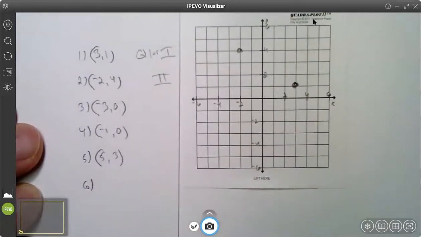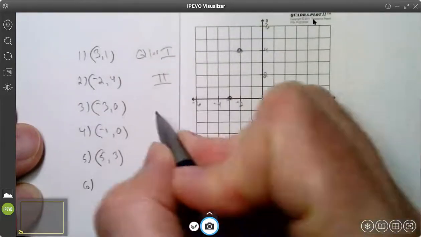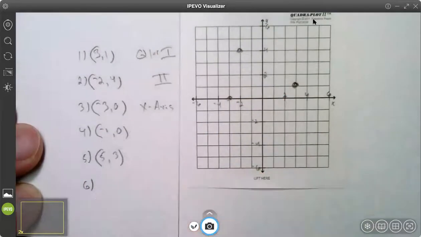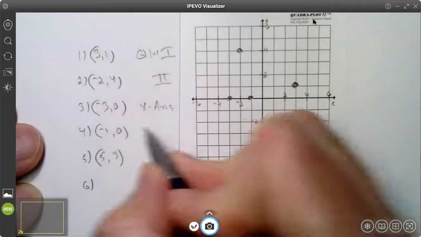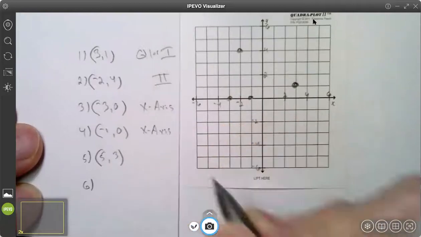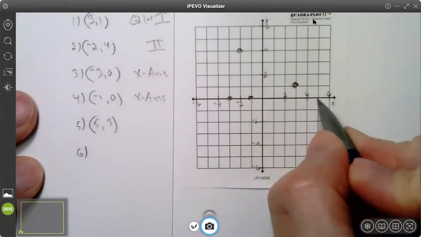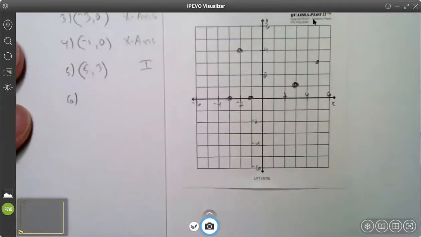-3, 0, where is that found? -3, 0 is found on the x-axis. Try -1, 0. Think about it. -1, 0 is on the x-axis. Number 5, 3, where is that found? 5, 3, quadrant 1. Let's do some more real quick.